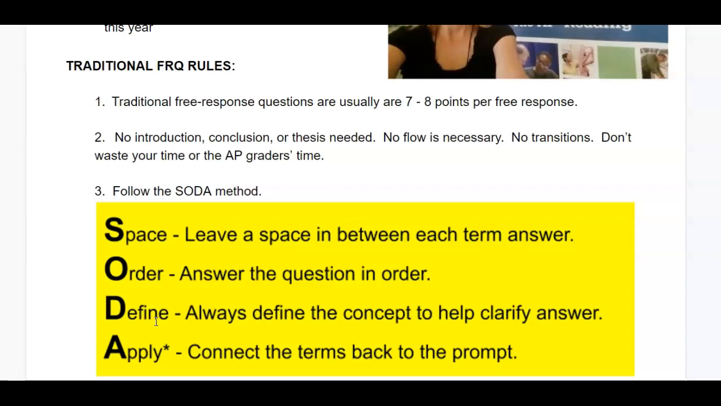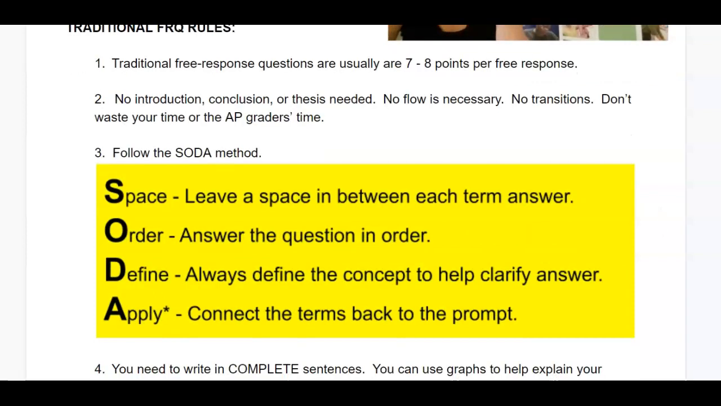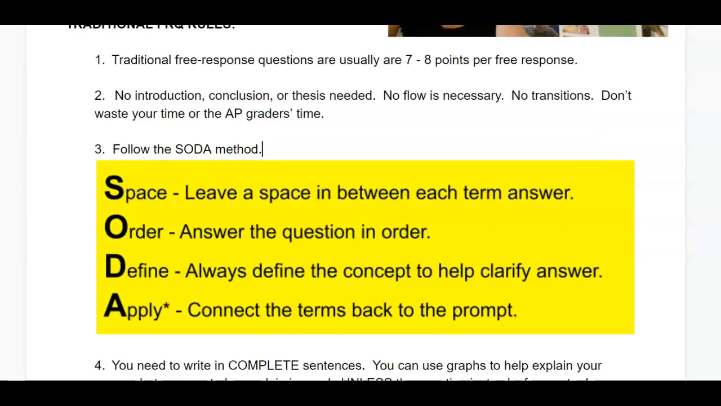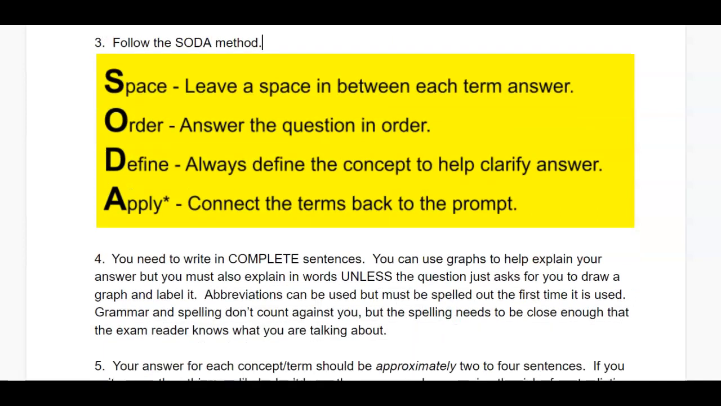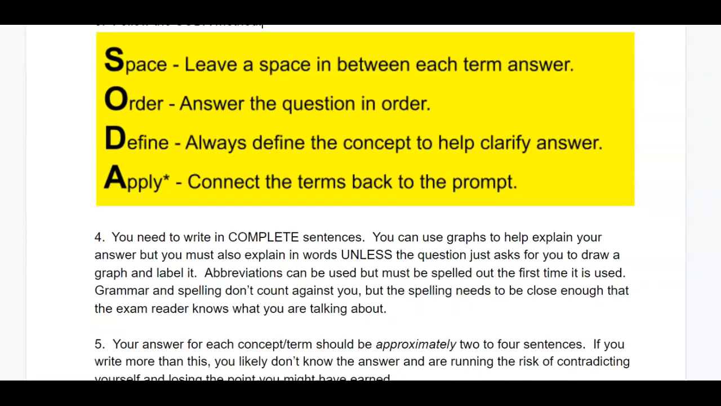Please follow the SOTA method. This helps with clarifying your answer as well as helps the reader. SOTA stands for space, order, define, and apply. The most important one is apply. You will not get any points unless you apply your answer back to the prompt.